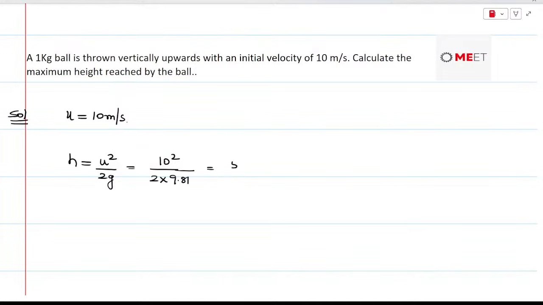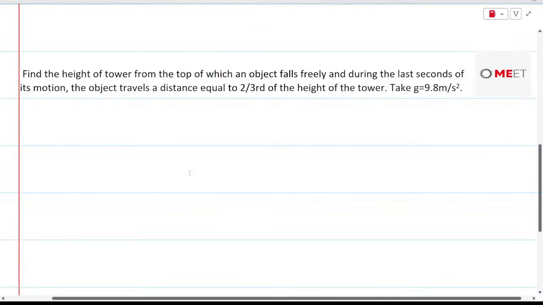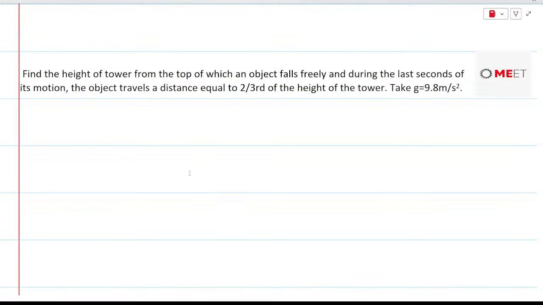So upon calculation, we would be getting the answer as 5.09 meters, the maximum height reached by the ball. In the question, it says about the estimation of the height of the tower from which an object is falling freely, and during the last second of its motion it is covering a distance equal to two-thirds of the height of the tower. So let's say that the object is falling from here, and this is the height h of the tower, and two-thirds of the distance, that is 66% of the distance, is covered in the last 1 second.